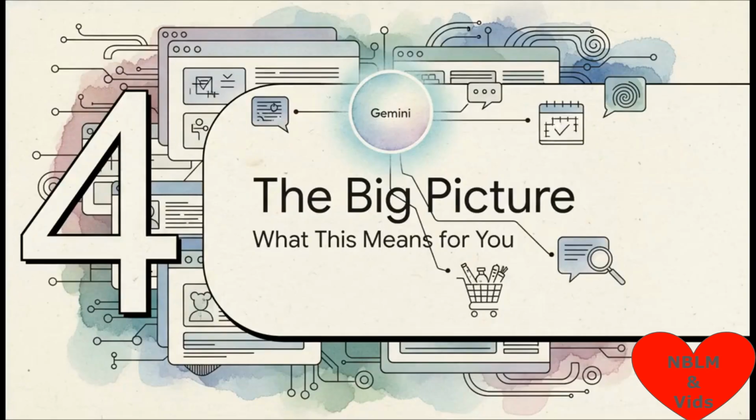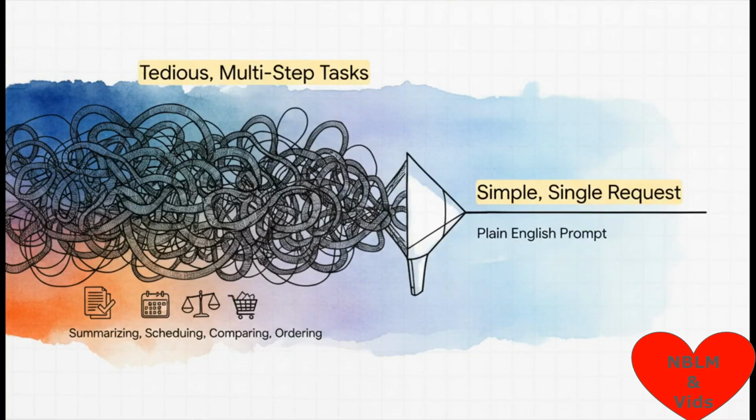So, after seeing all that, let's just take a step back for a second. What's the big picture here? What does this all really mean for how we use the internet every day? You know, at the end of the day, it's all about making things easier and letting you focus. It's about taking these annoying, time-sucking tasks, summarizing, scheduling, comparing, ordering, and turning them into a single, simple request you can just say out loud.